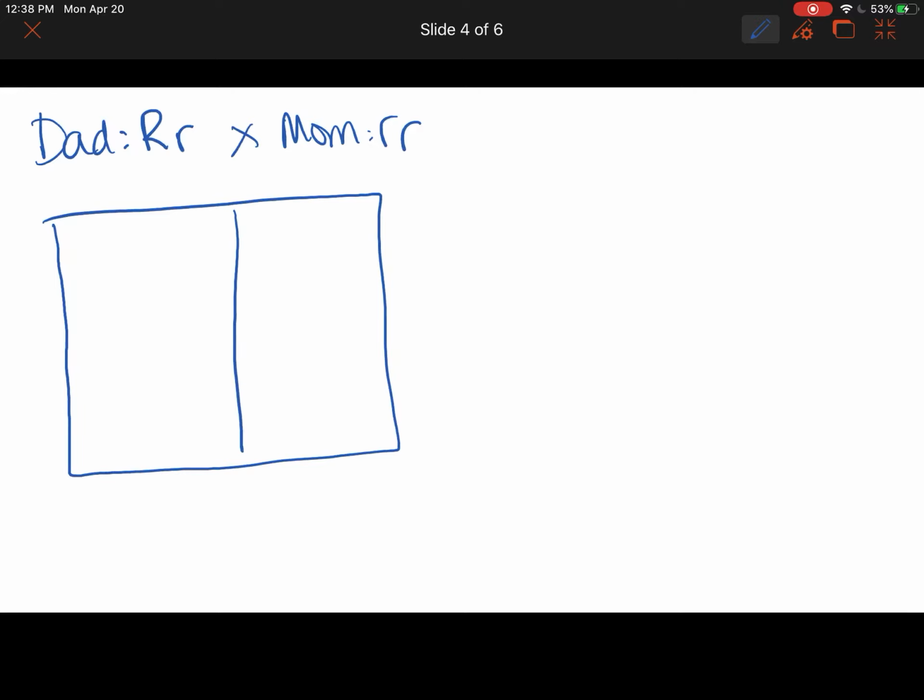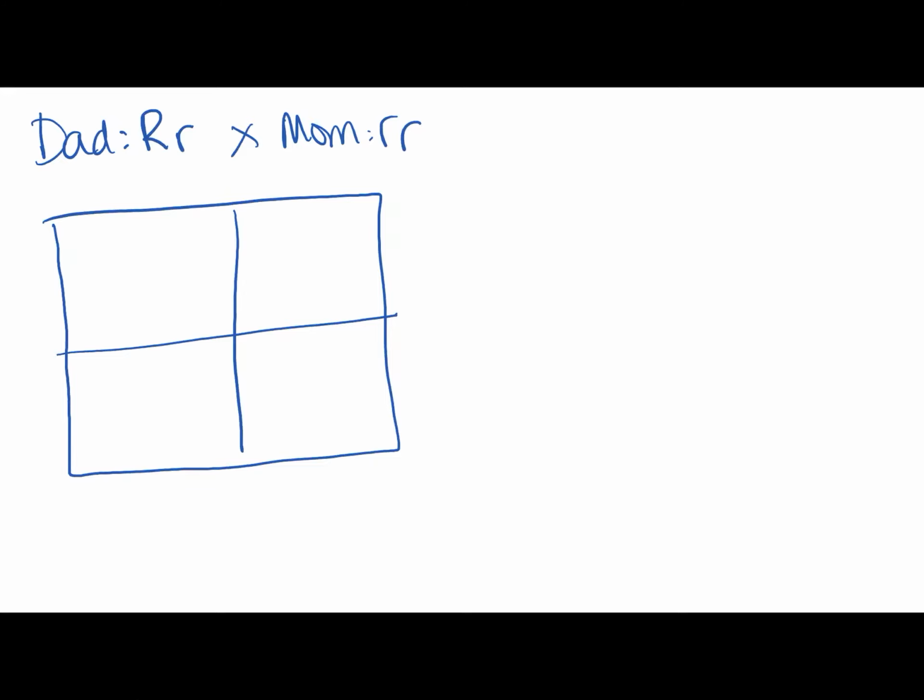So if we do the Punnett square for this cross, let's put dad's gamete possibilities on the top. Dad can donate big R or dad can donate little r. Mom can only donate little r because she's homozygous recessive. So for the offspring, we could expect to have this offspring to be heterozygous.